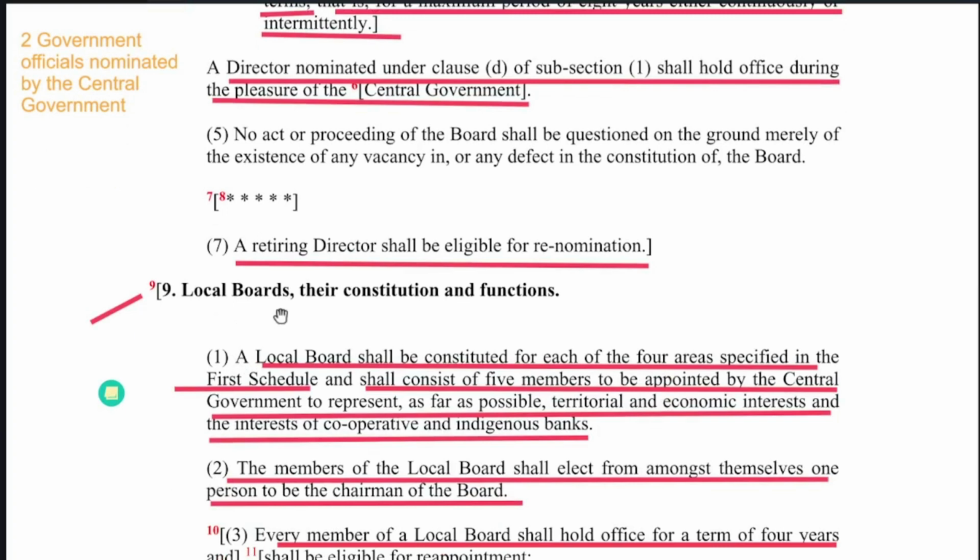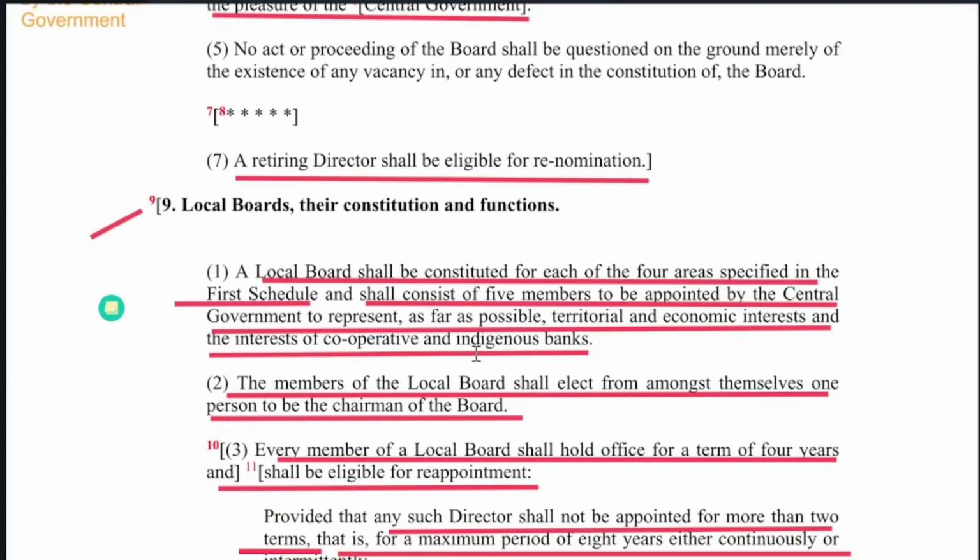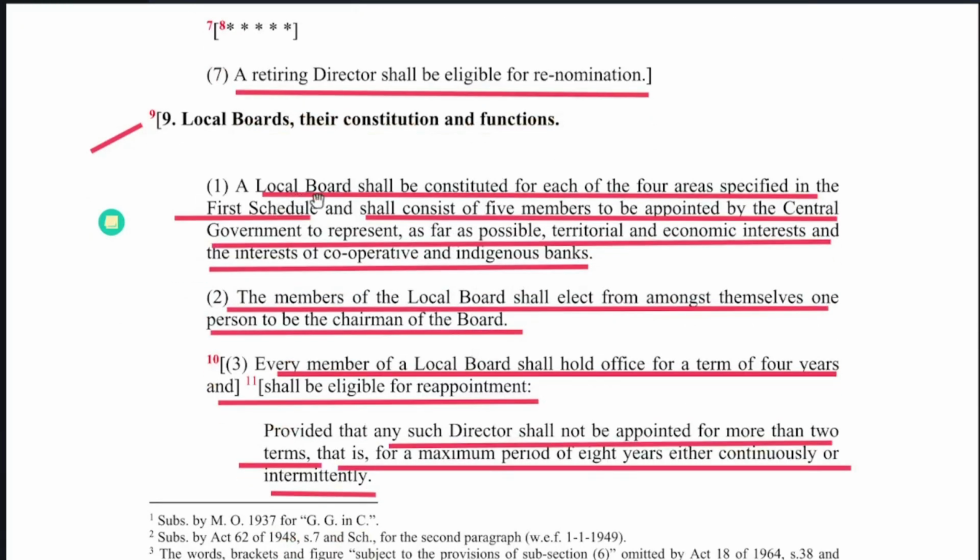Section 9, that is local boards. We have seen this reference to the term local boards previously. Now, local boards and their constitution and functions are mentioned in section 9. A local board shall consist for each of the four areas specified in the first schedule. As I said earlier, the RBI Act 1934 comprises two schedules, the first schedule and the second schedule. The first schedule gives information on the different areas to be covered by the different local boards.